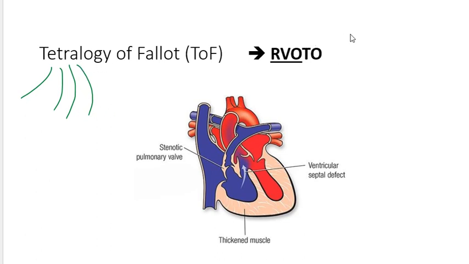So the mnemonic right here is R-VOTO, and it is right ventricular outflow tract obstruction, which basically means stenosis of the pulmonary valve. And then you have RVO of the R-VOTO. R stands for right ventricular hypertrophy, V is for VSD, and O is for overriding of the aorta. So overriding aorta, you see the aorta right here? It is plugged into both the right and left ventricles. Yeah, so this is tetralogy of Fallot.